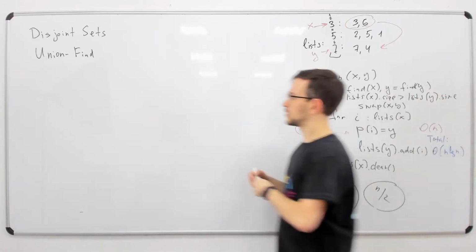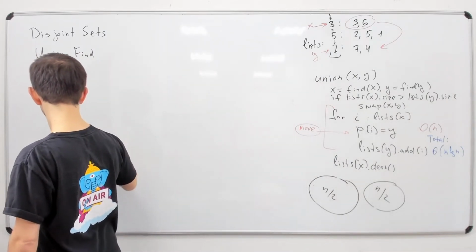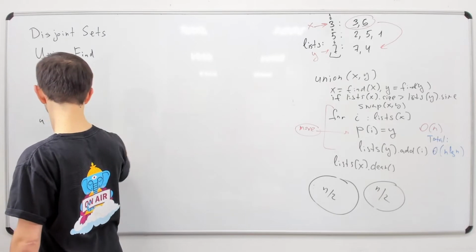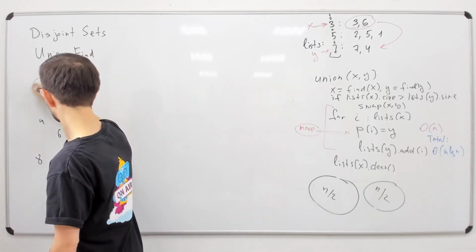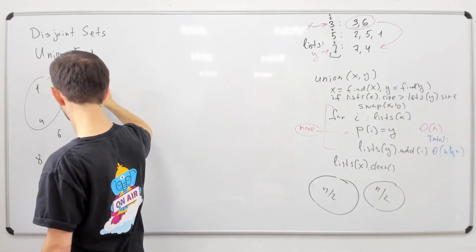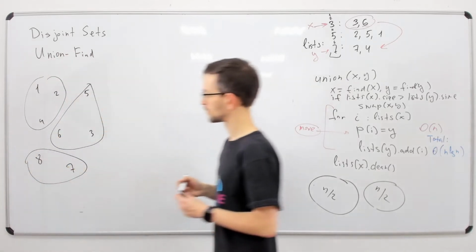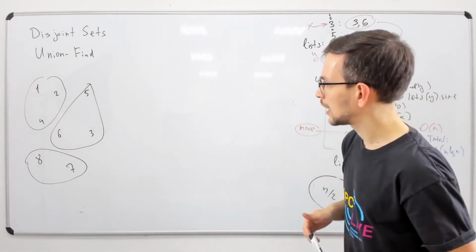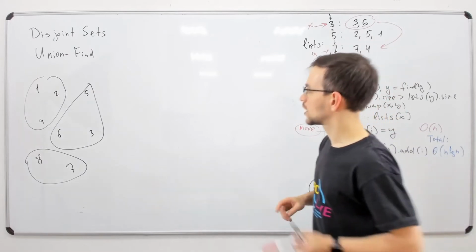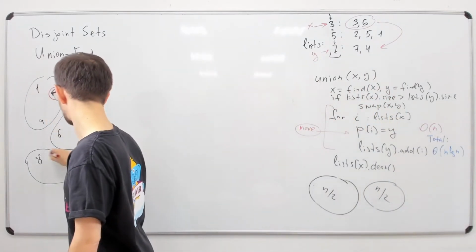What is the idea? Again, let's have some sets: 1, 2, 3, 4, 5, 6, 7, 8. We have some sets like here, here, and here. So we have some sets of elements. In each set we have one special element, the representative element. So we have a representative, a representative, and a representative.